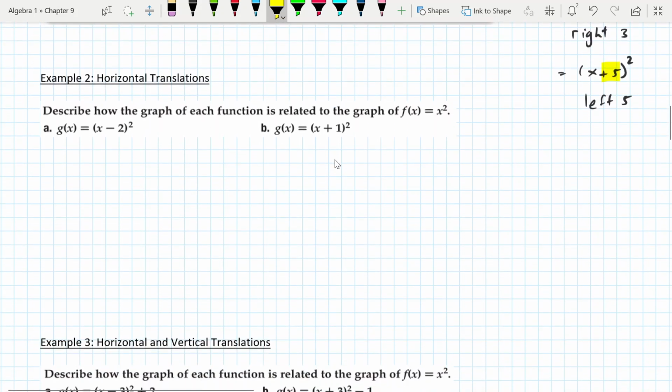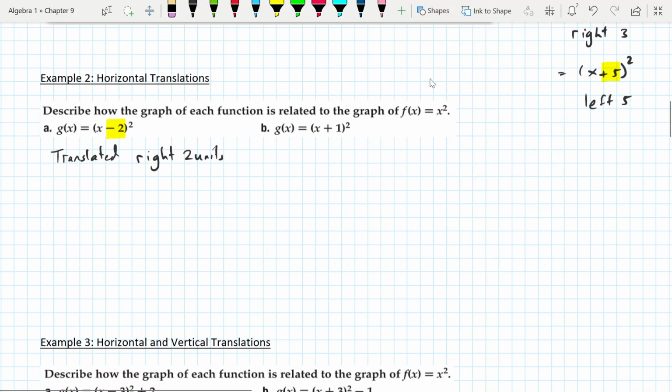Example 2, horizontal translations. Take a look here. I got g of x equals x minus 2 squared. So I highlight the minus 2. The opposite of that is positive 2. So I would say this is translated right in the positive direction 2 units.